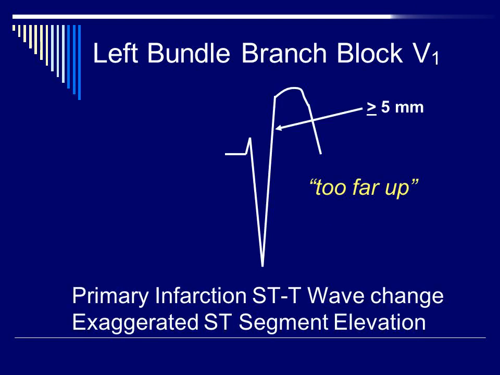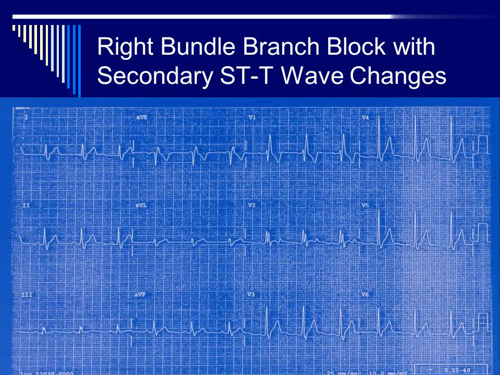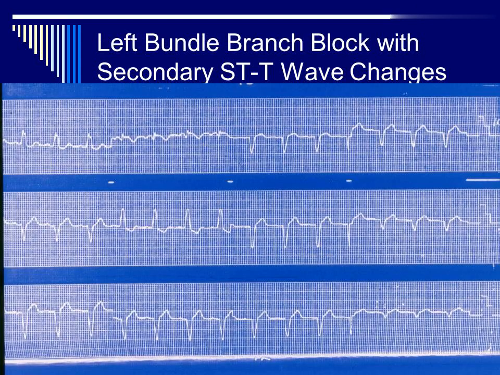Left bundle branch block V1: greater than 5 mm. Too far up. Primary infarction ST-T wave change. Exaggerated ST segment elevation. Right bundle branch block with secondary ST-T wave changes. Left bundle branch block with secondary ST-T wave changes.